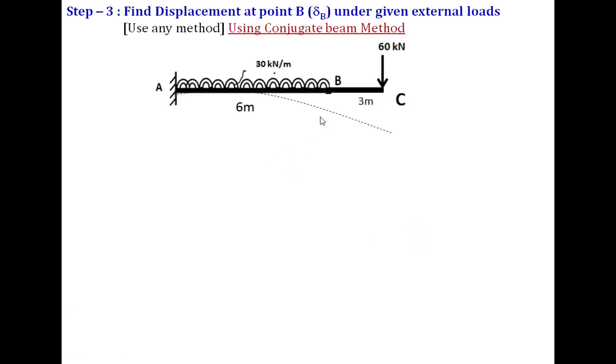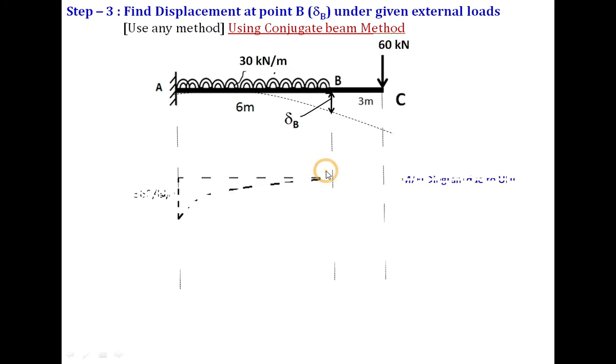Now as a next step, you have to find the displacement at this point, and we'll call it delta B. You can use any method. Again I repeat, if you want to use the conjugate beam method, it is better to consider the two loads separately, and we'll use the principle of superposition. So first we apply the uniformly distributed load.